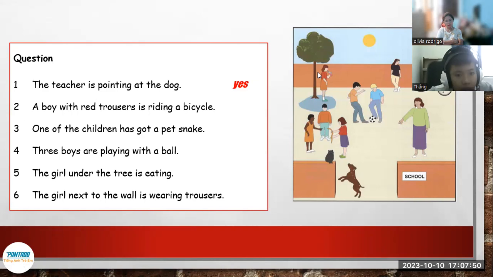A boy with red trousers is riding a bicycle. No. Okay, a boy with red trousers is riding a bicycle. It is? It's no. No, teacher. Okay, no. Number three.